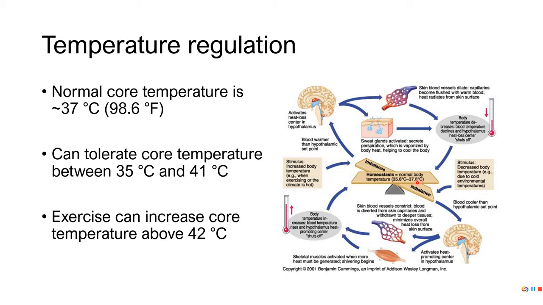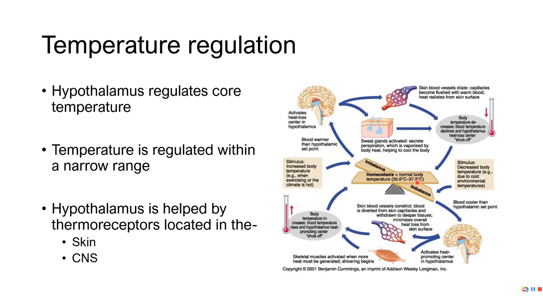Okay, so when it comes to temperature regulation, this is governed by your hypothalamus. It's the thermostat of your body. And so we regulate it within a narrow range. And really, all that it takes is about a change of 1 to 2/10 of a degree Celsius for you to either start sweating or shivering.